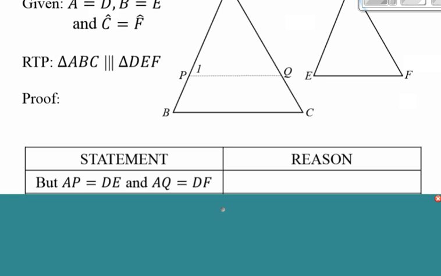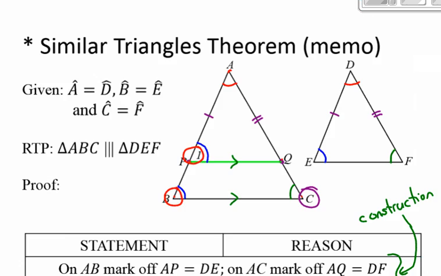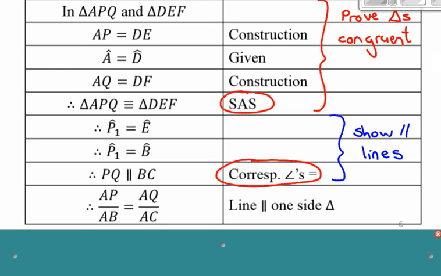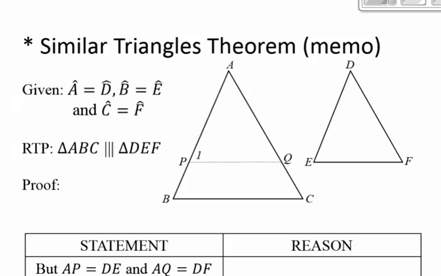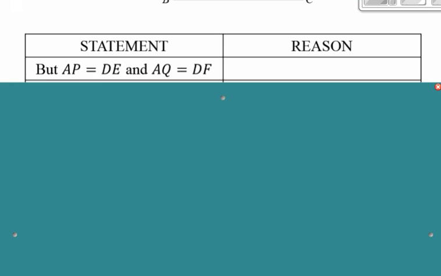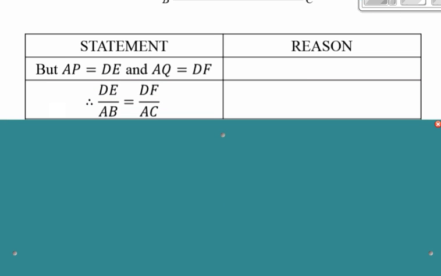So just replace in your numerator, let's just go back a second. In this numerator, instead of writing AP, you're going to write DE, and instead of writing AQ, you're going to write DF. So that's our next step. Therefore we have proven that sides are in proportion in those two triangles.